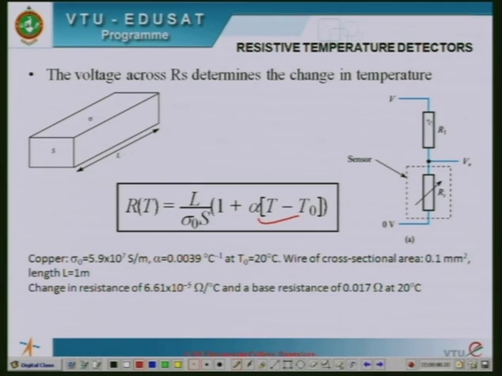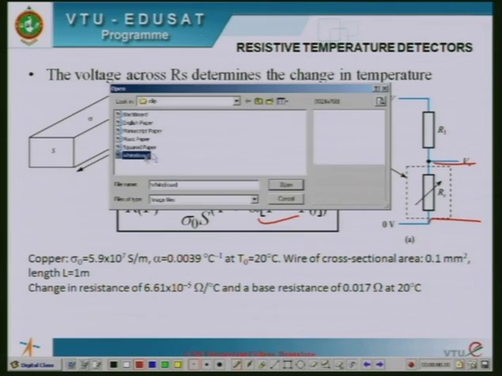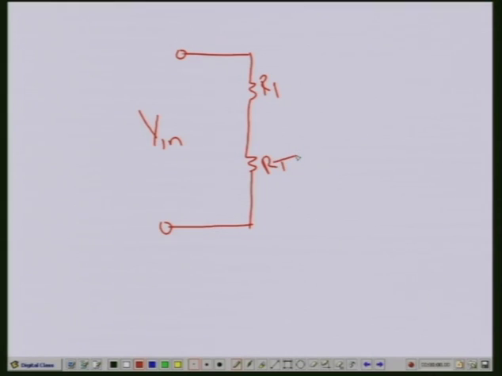There are two resistors that are connected in series, and there is a voltage applied across these two resistors. We are tapping the voltage across the sensor, or transducer. Let me take the whiteboard and illustrate how this works. We have two resistors, across which we are applying a DC voltage, V in. This resistor is R1, and this is your transducer which is used to measure temperature.